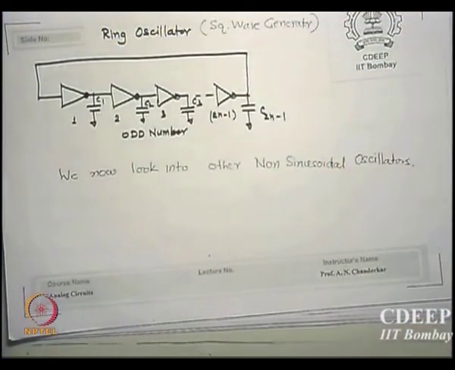Okay. So we want to see some kind of a square wave generation or even triangle or any sawtooth. How will we make it?